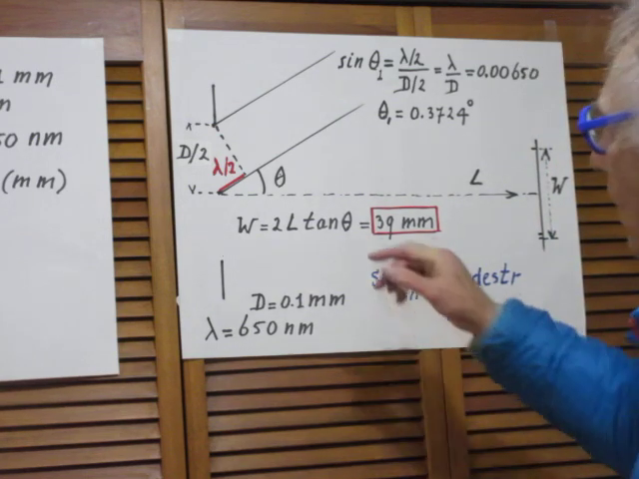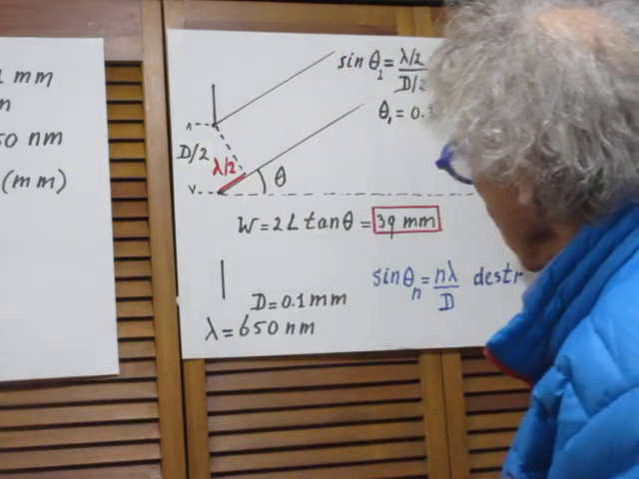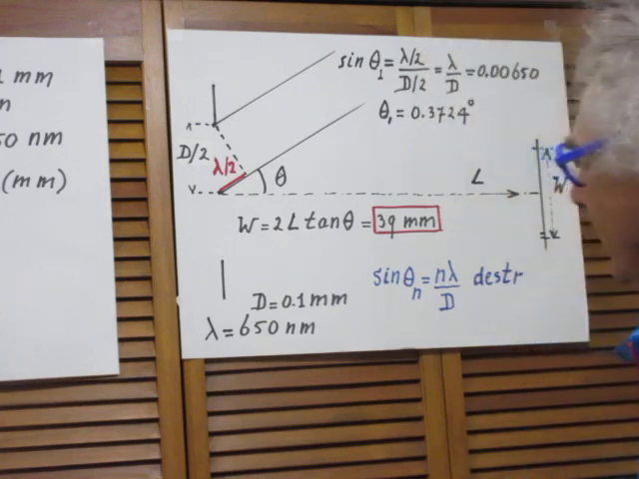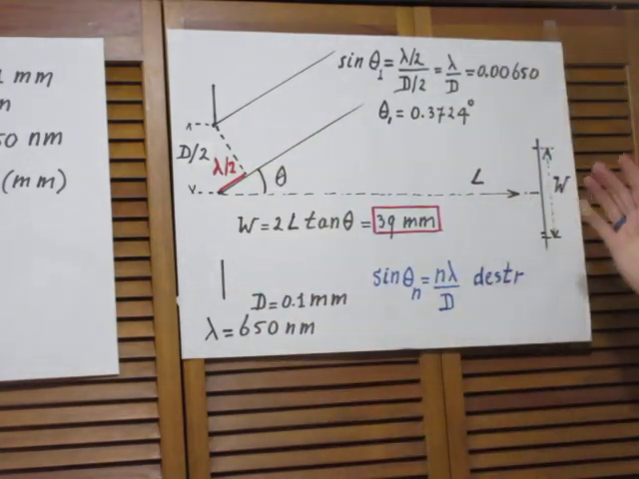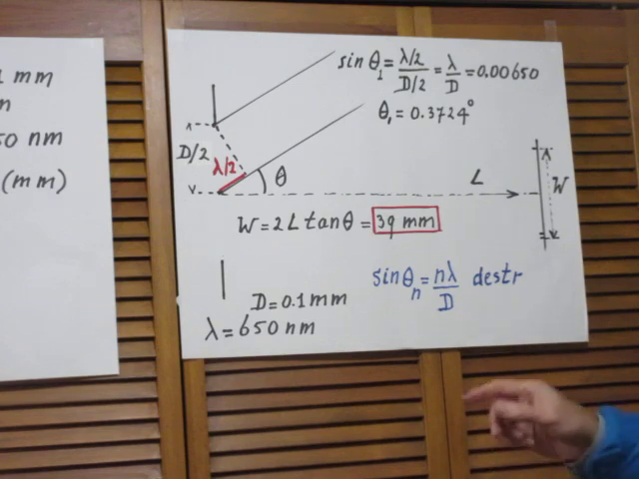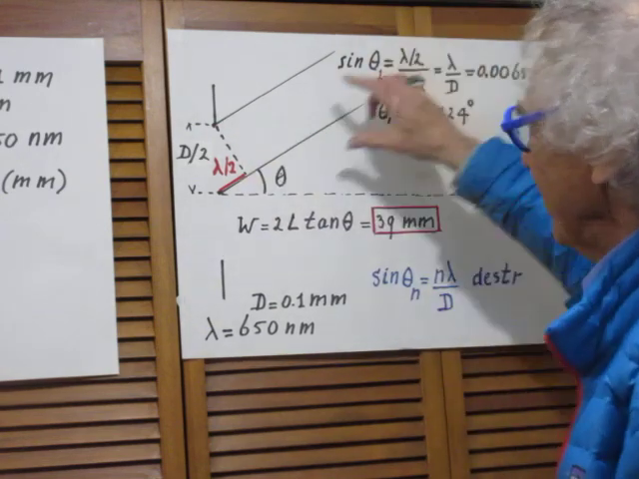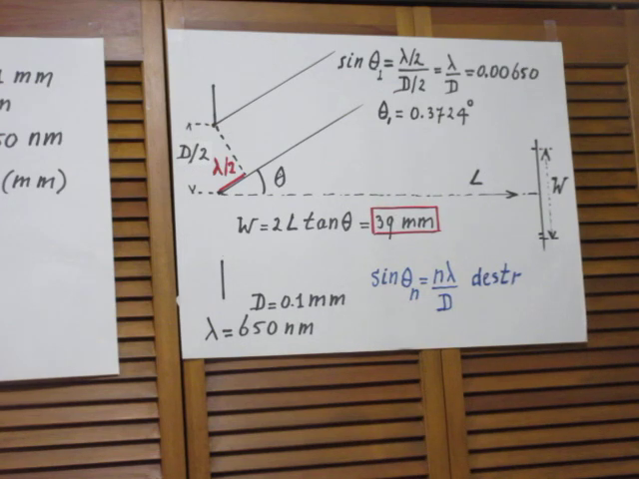You may argue, well, are these two lines parallel to go to the wall? Well, this is only 0.1 millimeter, and the wall is 3 meters away. So if I go to a particular point on the wall, it's totally reasonable that you consider these lines to be parallel. You will see how small these angles are very shortly.